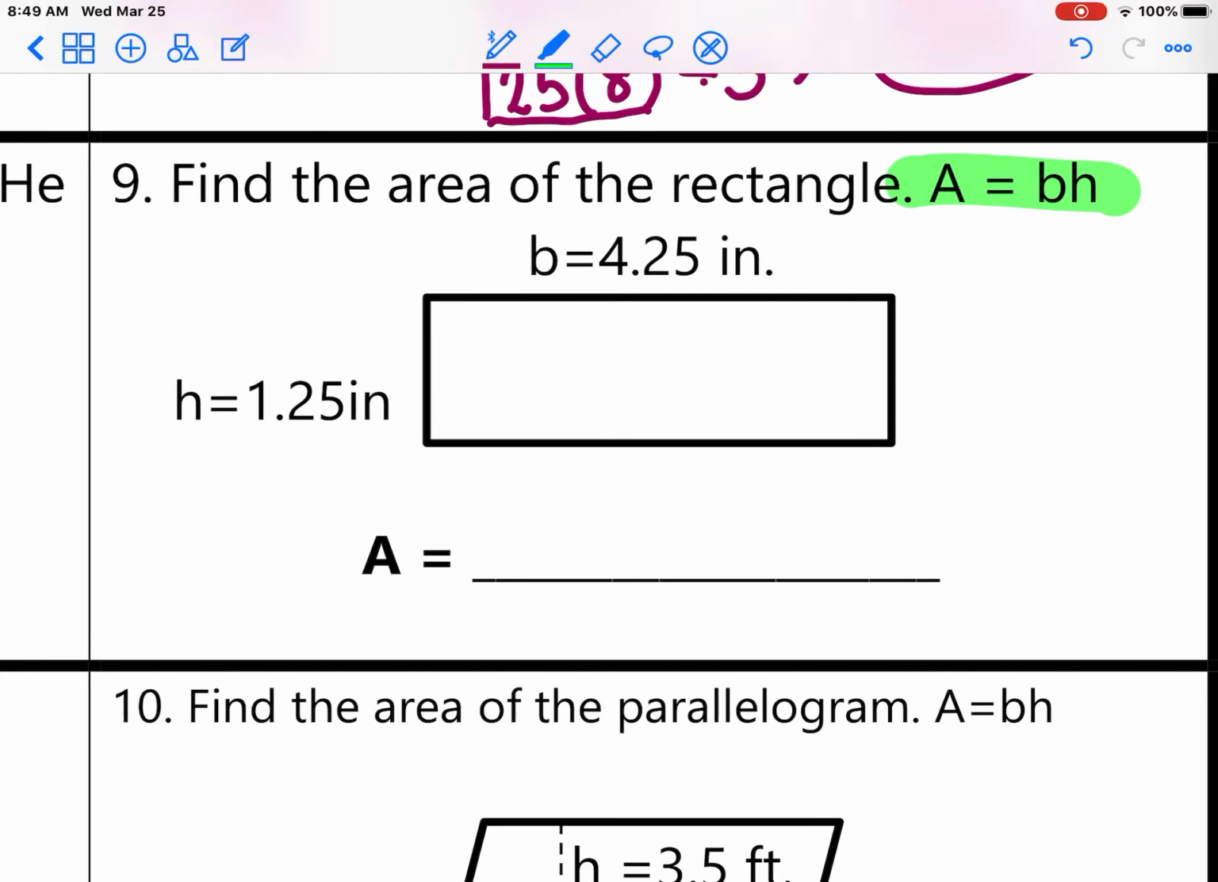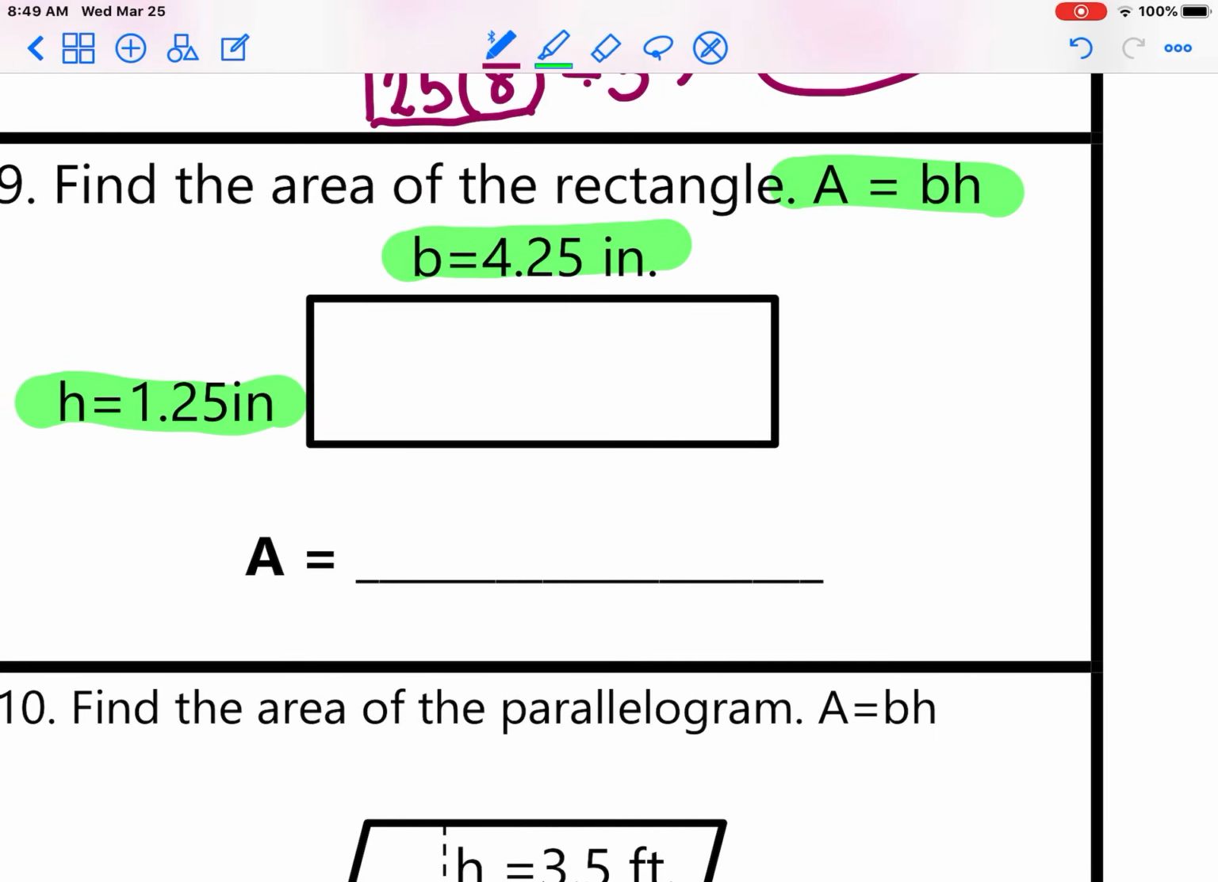Area equals base times height. And I told you right here, the base is 4 and 25 hundredths, and the height is 1 and 25 hundredths. So all I have to do is multiply those two numbers to find the area. Okay, that's a big number to do, so let's write this over here and hope we have enough room. We are going to multiply 4 and 25 hundredths times 1 and 25 hundredths.